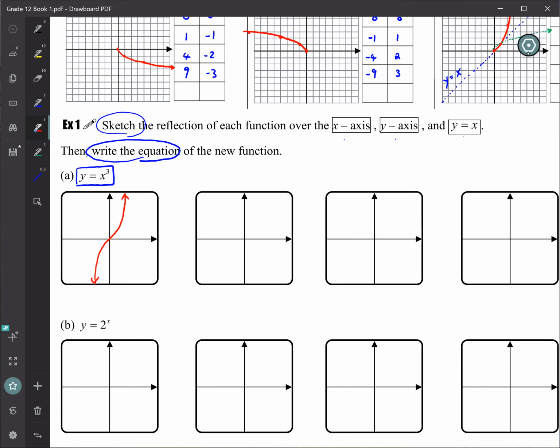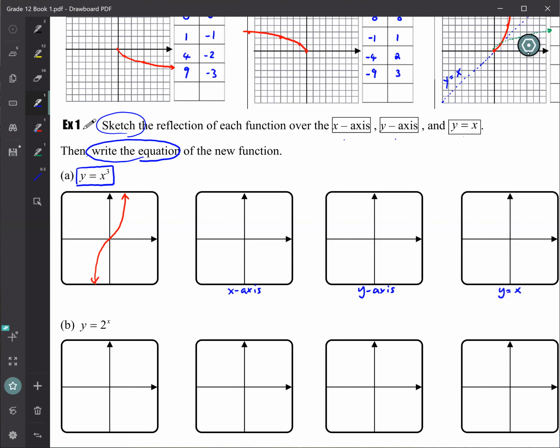So the next box, we are going to draw the one that's reflected over the x-axis. And the next one we'll draw reflected over the y-axis. And then you have the reflection over y equals x. Everybody try it. Draw it in each box. Think about what it will become, what it looks like after each reflection. If you are not sure, you can try with points.